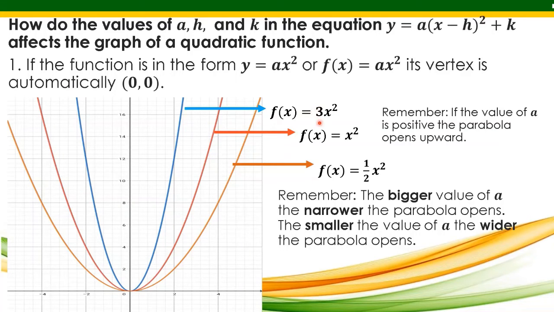Ang value ng a dito ay 3. So, medyo maliit yung opening ng ating parabola. So, pag liit naman, the smaller the value of a, the wider. So, pag laki naman ang opening ng parabola. So, tingnan nyo yung 1/2 x squared. Ito yun. So, maliit na yung value ng a. So, paglaki ng opening ng parabola. So, yan yung nakaka-apekto or kung paano nakaka-apekto ang value ng a, value ng h at k sa ating equation at saka sa graph ng ating function.